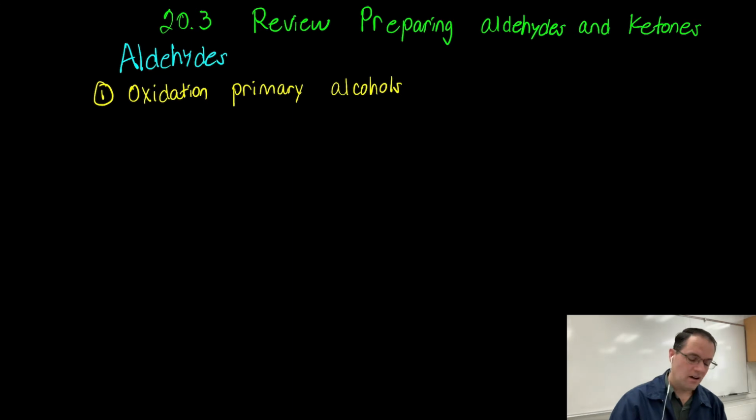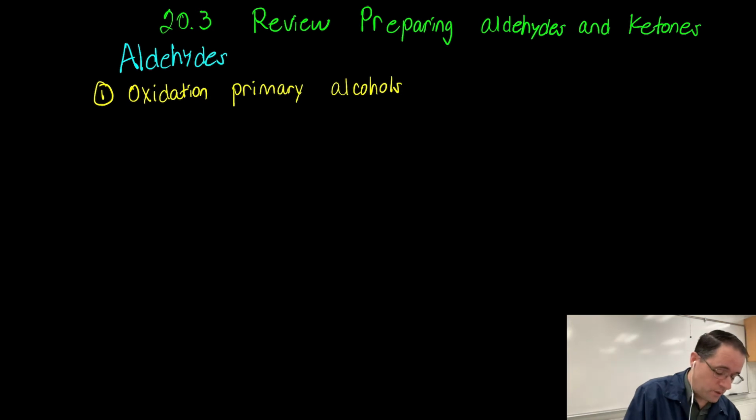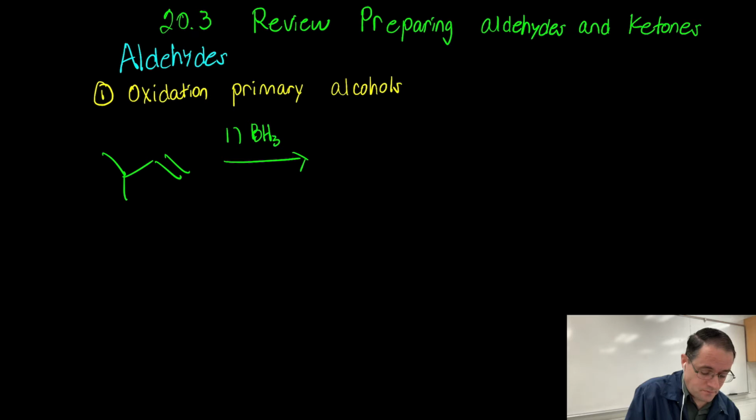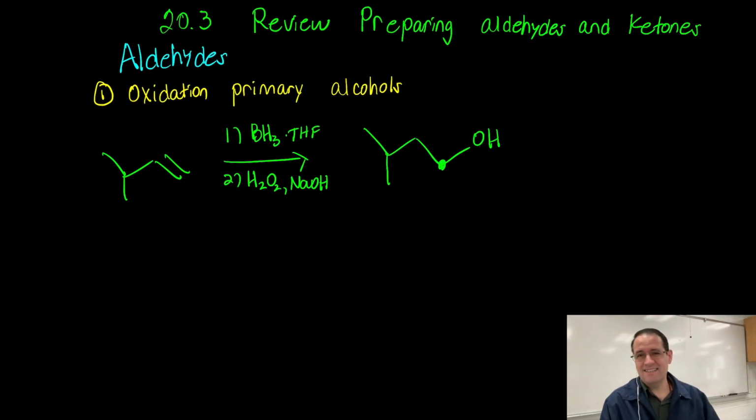Reaction number 1, oxidation of primary alcohols. Now here I'm going to slip in a review reaction as well. Let's say I have an alkene that looks like this and I want to make a primary alcohol. We do this through hydroboration, followed by basic hydrogen peroxide, and this makes a primary alcohol. Okay, this carbon right here that I'm dotting is called primary because it's bonded to only one other carbon atom.